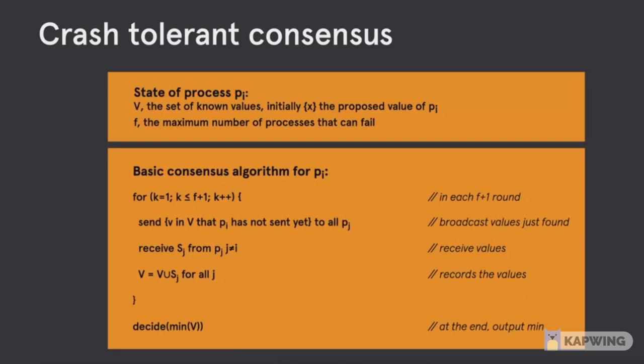The algorithm consists of running a loop of f+1 rounds, considering the worst case scenario where each faulty system crashes one after another. In each round, Pi sends to all other processes the values it knows that it has not sent yet. Pi then receives the values sent by others and stores these newly received values in V. After all these f+1 rounds, Pi decides the value as the minimum value among all the values of the set V.